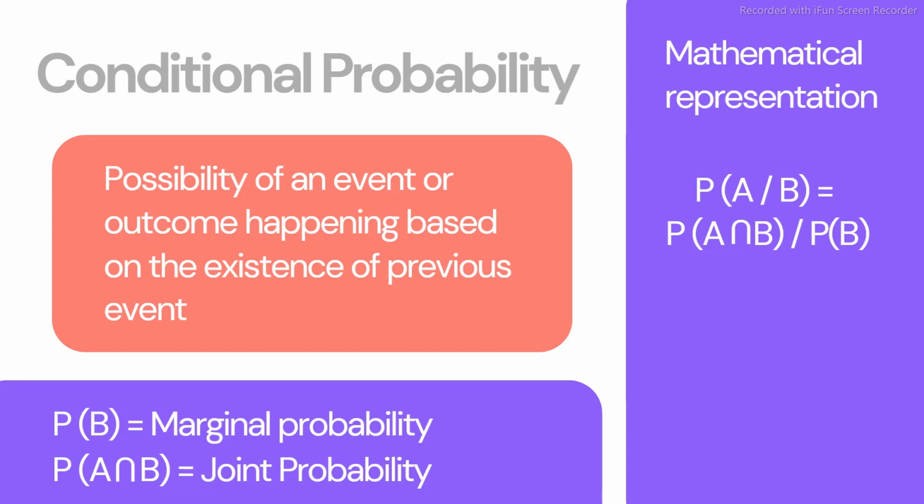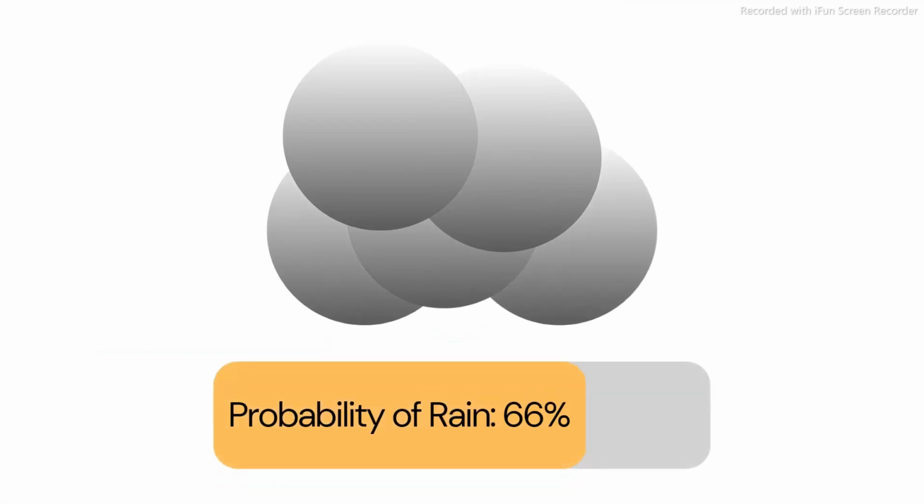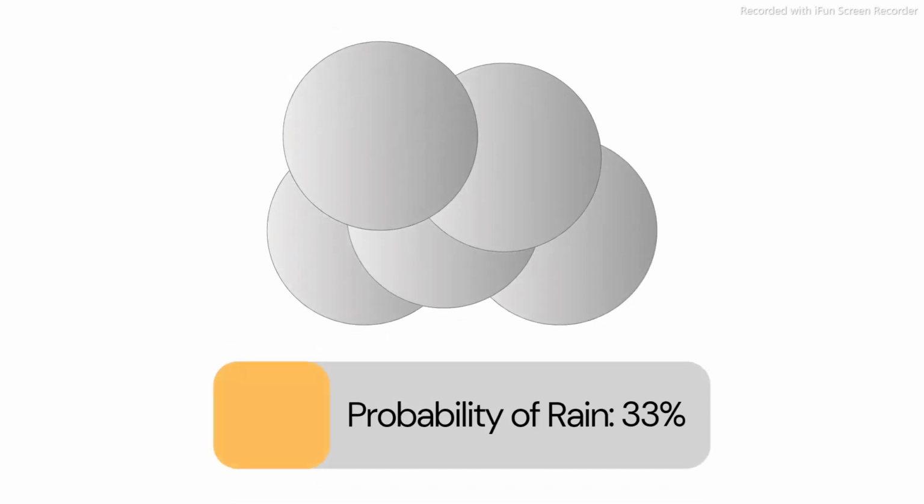In a normal discussion, just take an example of rain. We are able to predict the rain based on the clouds. If clouds are very dense, then the probability of rain is too high. That's what the presentation states. If we have dense clouds, then the probability of rain is 66%. Whereas if the clouds are lighter, then the probability of rain is much less, that's 33%. Now I am going to discuss it with a problem.